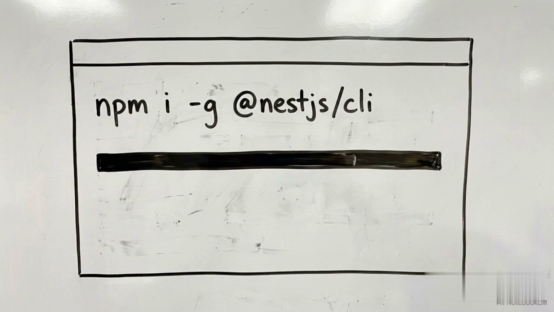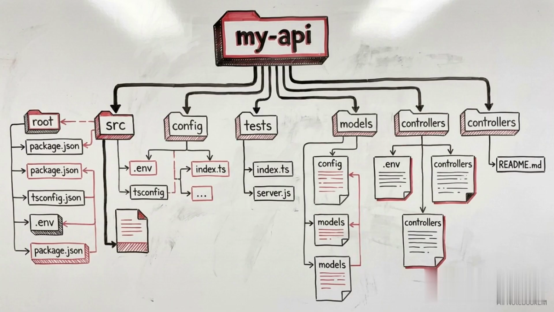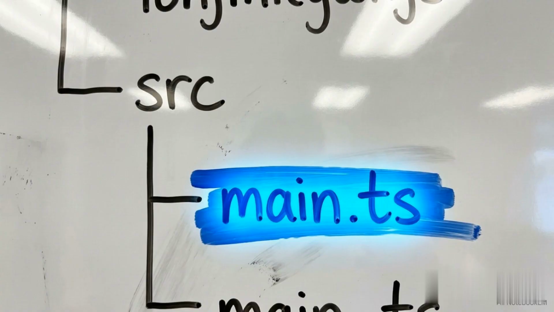We start by installing the Nest CLI globally with npm i -g @nestjs/cli. Once that finishes, we generate our new project by running nest new myAPI. The CLI generates a complete project structure for us out of the box. If we open the newly created src folder, the most important file to look for right now is main.ts.